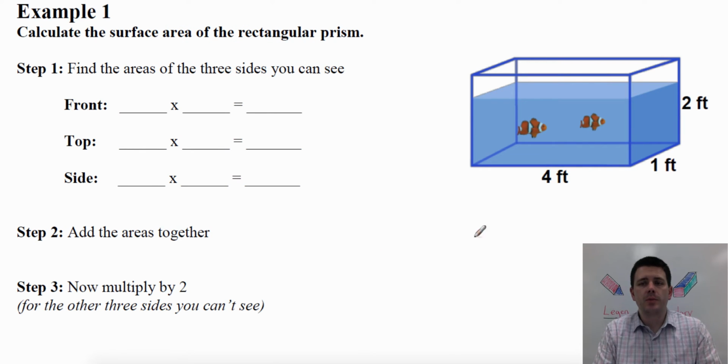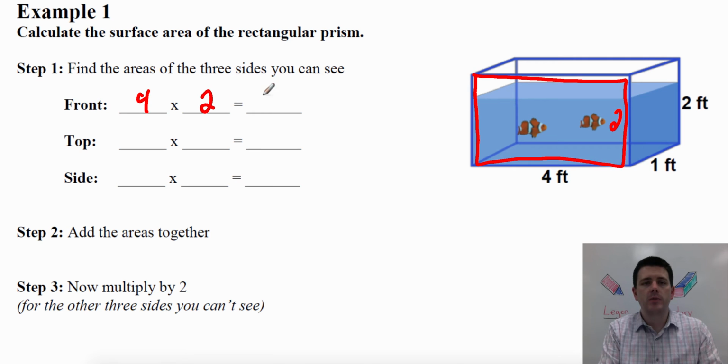So here's our first example. We want to find the surface area of this fish tank. Pretend we wanted to cover it in paper, or maybe we need to buy new pieces of glass to fill it in. So here are our steps. First, find the area of the 3 sides we can see. So I'm going to start with the front. Here's my front edge. It's got a base of 4, a height, well, this measurement here is the same as this measurement here, so it's 2. 4 times 2 gives me an area of 8.